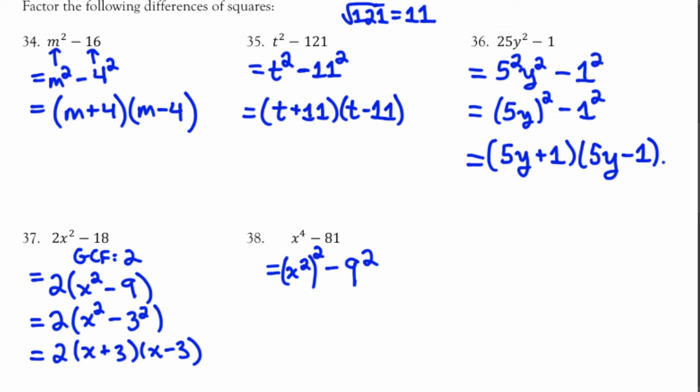So this looks a little crazy, but when I have the difference of 2 terms, I should look to see if both terms can be written as perfect squares, because that makes them easy to factor. So it was worth it to think through, oh yeah, x to the 4th is x squared squared. Now it's the difference of 2 squares, so it factors as x squared plus 9 times x squared minus 9.